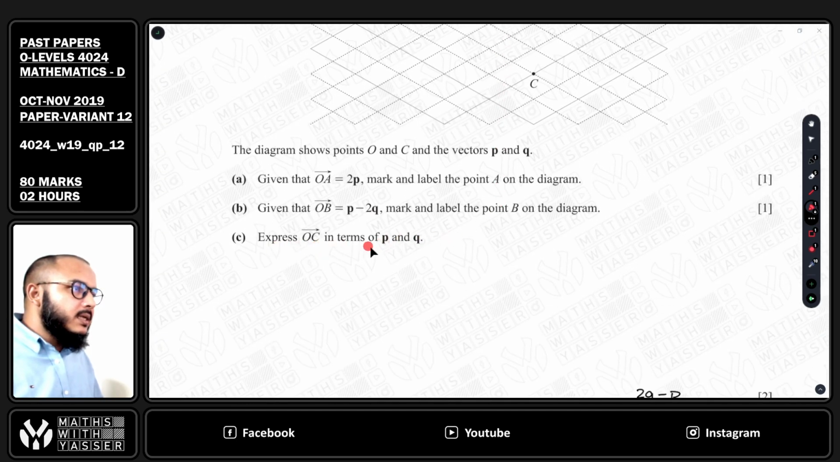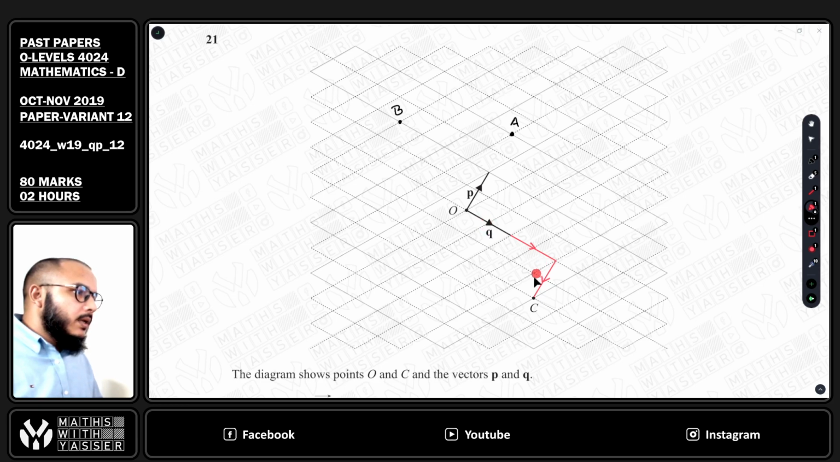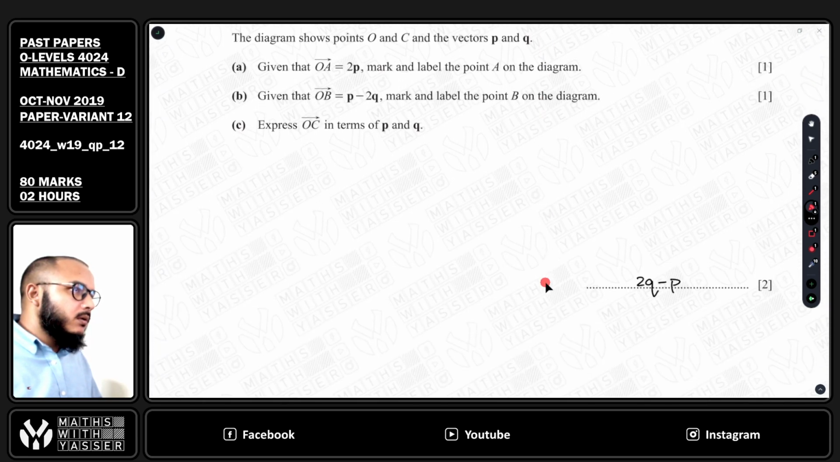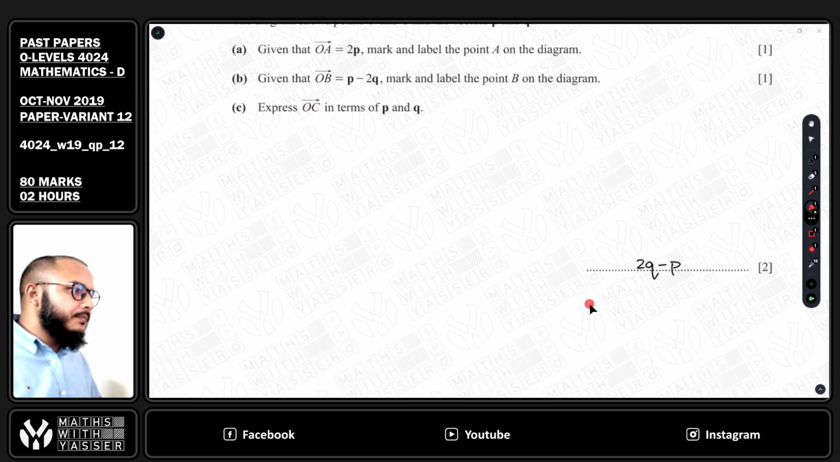Express OC in terms of P and Q. So we need to express OC in terms of P and Q. If you look at the point C, in order to reach here with the help of P and Q, I had to take Q twice. So this length, again the same length, and then I need to come from this point to here, which is parallel to P but in opposite direction. So this is minus P. Therefore, OC will be positive 2Q minus P.